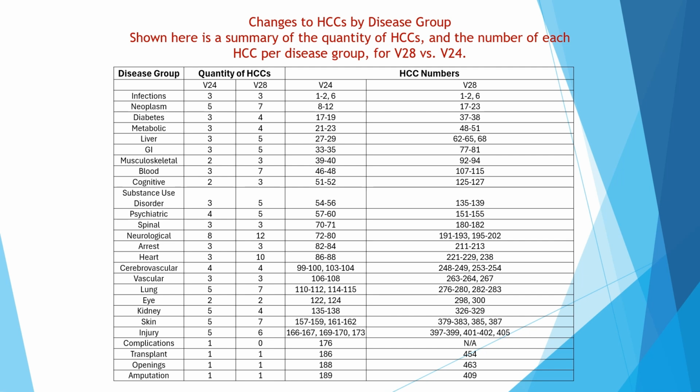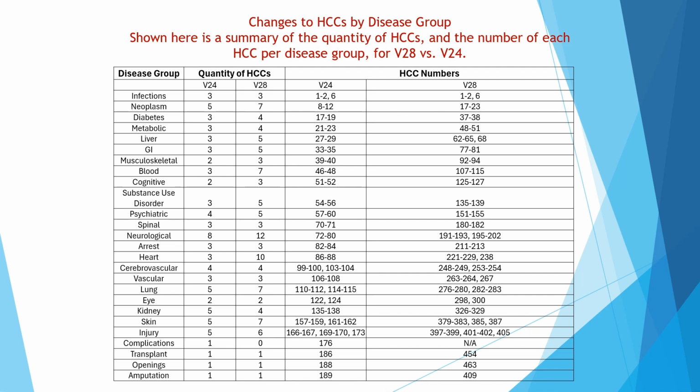Metabolic, quantity of HCCs for V24 is 3 while V28 is 4. HCC numbers for V24 is 21 to 23 and V28 is 48 to 51. Liver, quantity of HCCs for V24 is 3 while V28 is 5. HCC numbers for V24 is 27 to 29 and V28 is 62 to 65, 68.